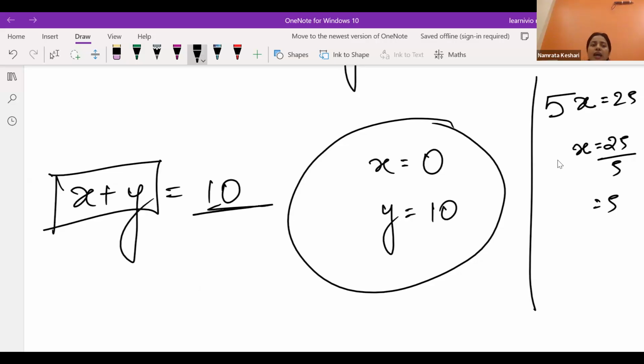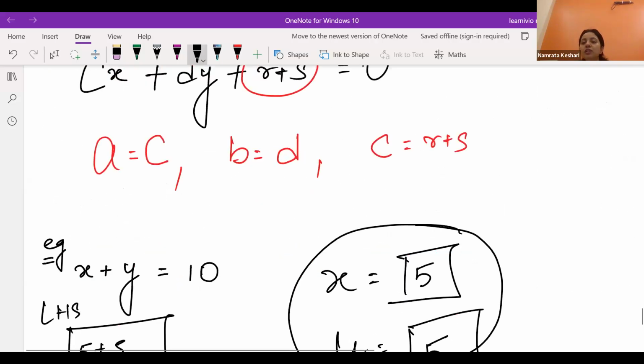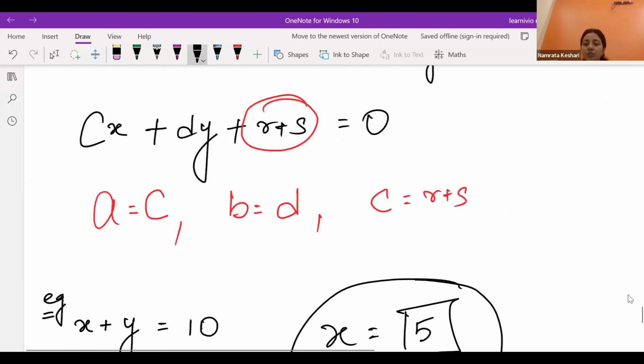You can say x is 2 and y is 8. Yes or no? Yes, ma'am. Or maybe x is 1 and y is 9. Or maybe so many different possibilities you will be able to say.